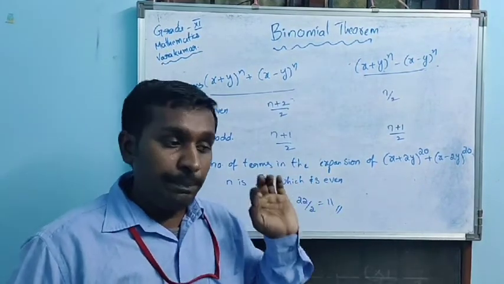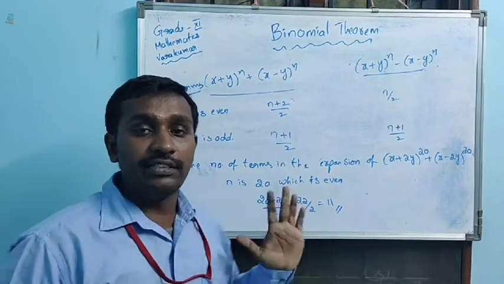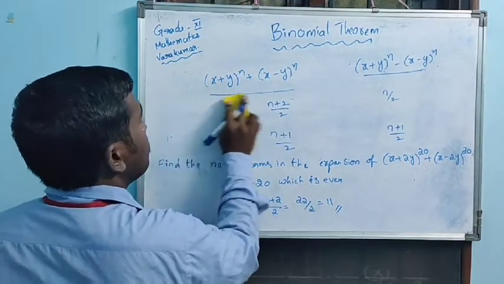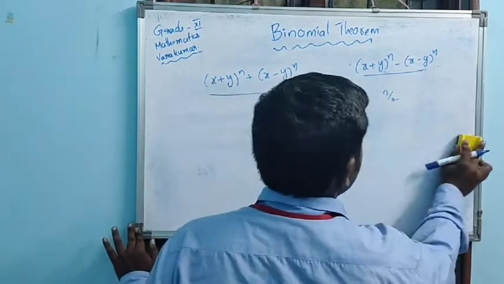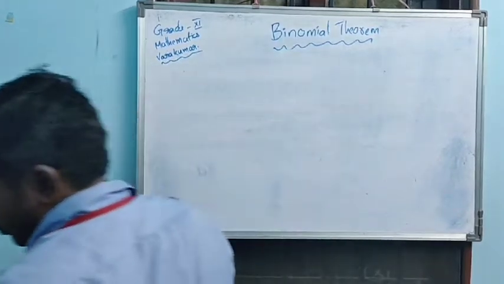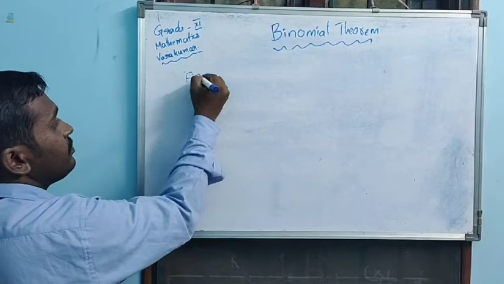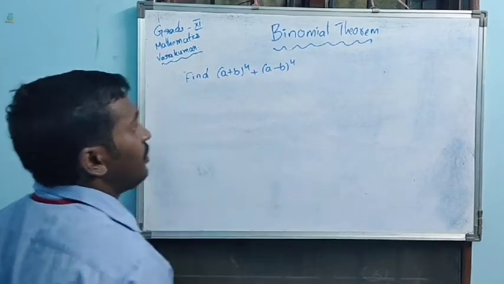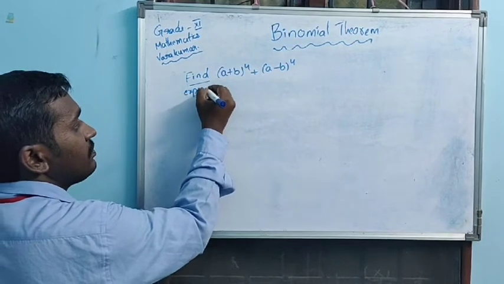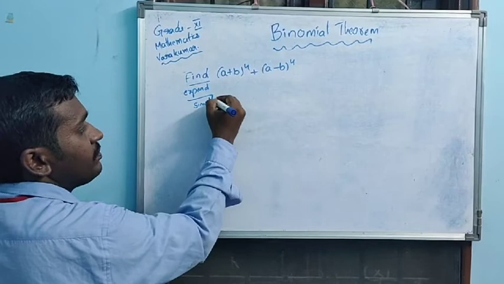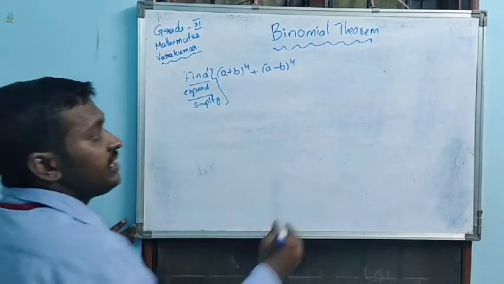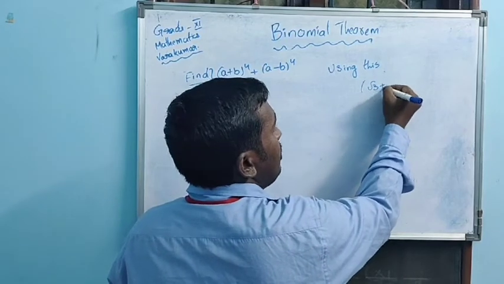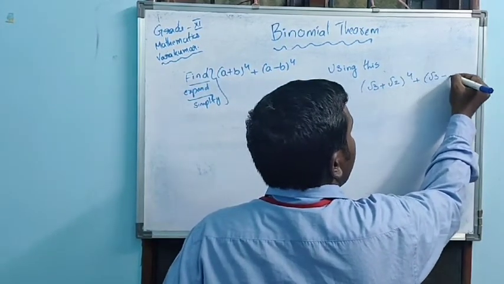Now we'll see a problem of the expansion, the simplification. The question is, find (a plus b) whole power 4 plus (a minus b) whole power 4. Find, expand, or simplify, any one of them. Using this, we have to find the value of (root 3 plus root 2) whole power 4 plus (root 3 minus root 2) whole power 4.